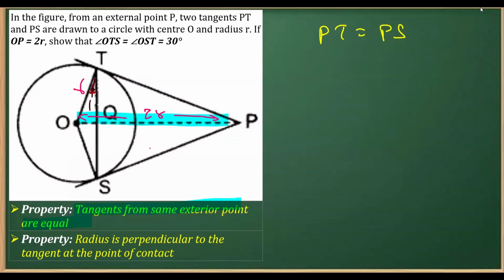And as I read further, we need to show that this angle, if you can see from the figure, as well as this angle, these two angles are 30 degree. That's what we need to find or show.